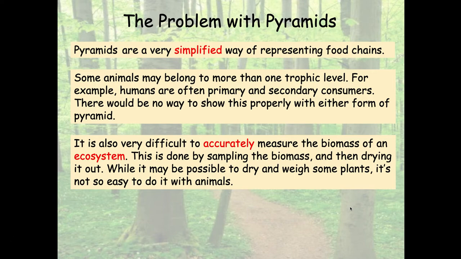So why do we have a problem with these? Well, because they're really very simplified. Some animals occupy more than one trophic level. That complicates matters quite significantly. How do you decide where the biomass lies then if humans are in 2 trophic levels? And it's also very difficult to measure biomass accurately. You can sample it, but measuring it accurately is difficult.